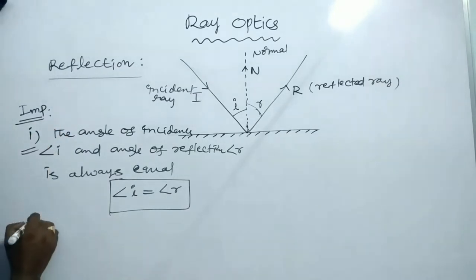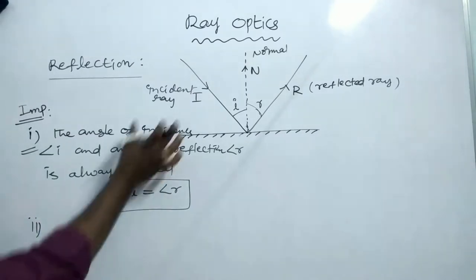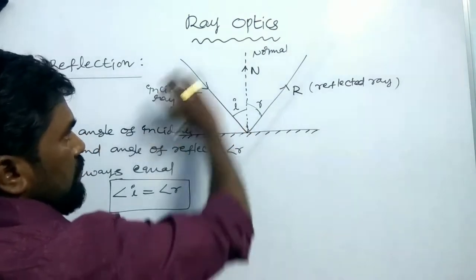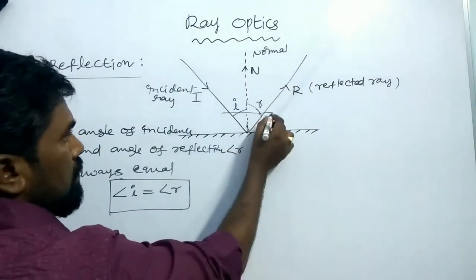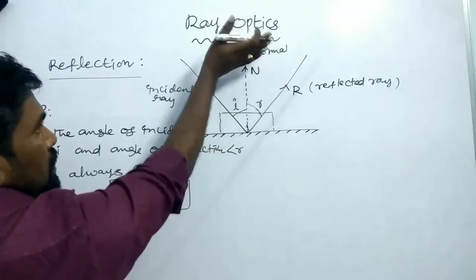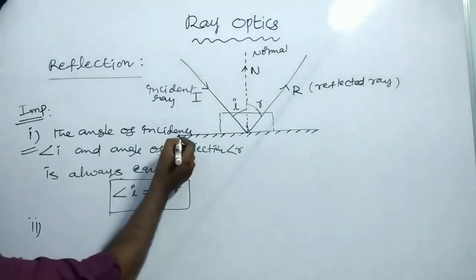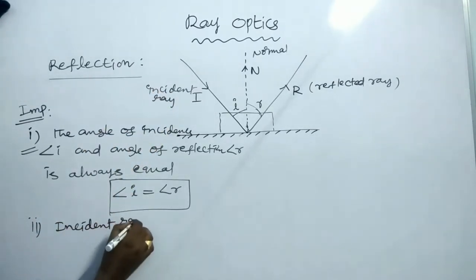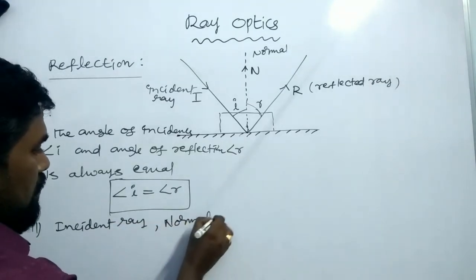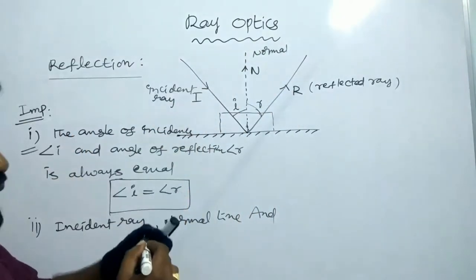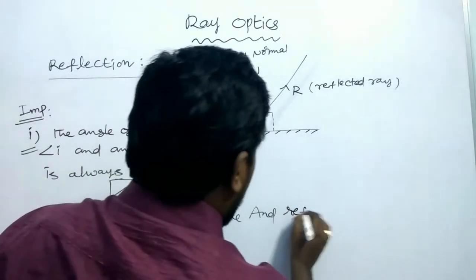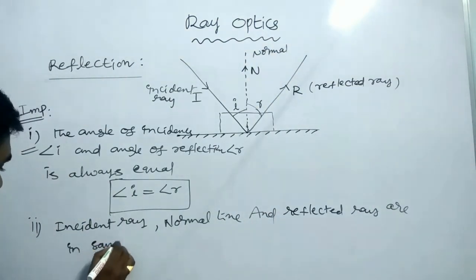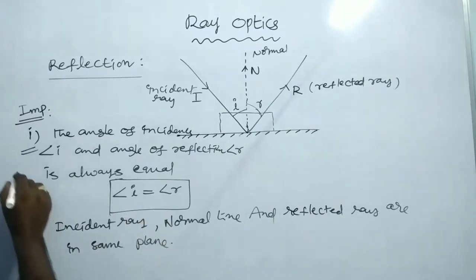The second law of reflection is that the incident ray, the normal line and the reflected ray, all these three are in the same plane. All these three are in the same plane. This is the plane. What are they? The incident ray, the normal and the reflected ray are in the same plane. So these two are very, very important.